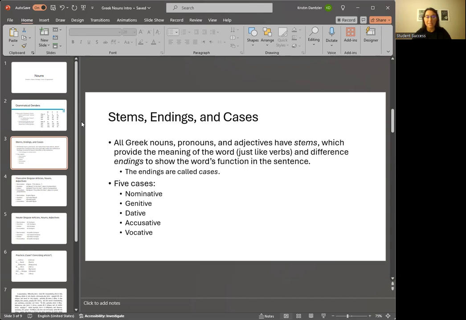Dative is also one of those where it's the object of a preposition, a lot of times in or to, something that has direction.